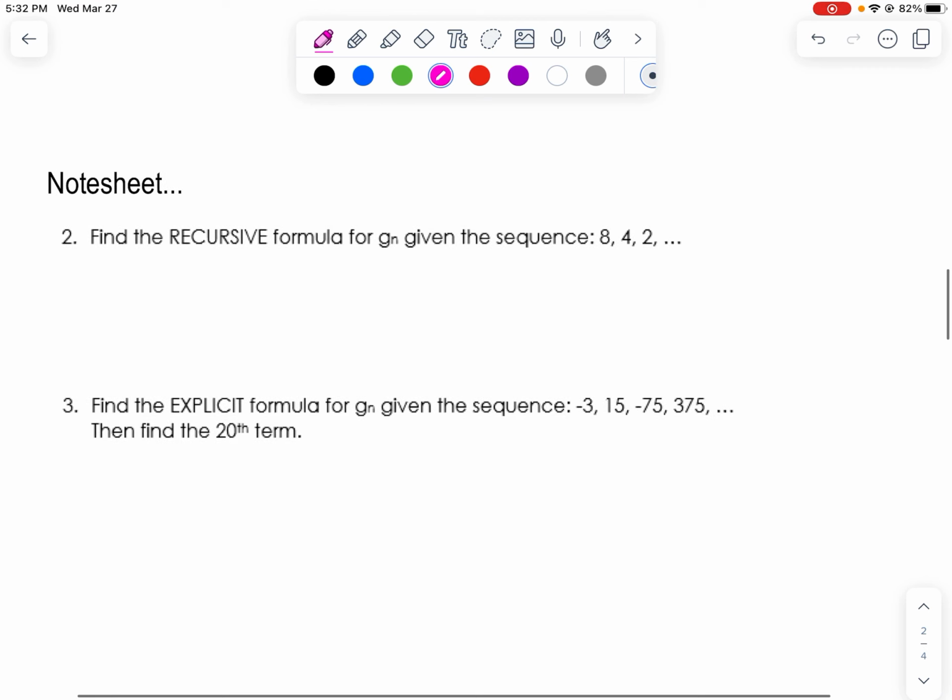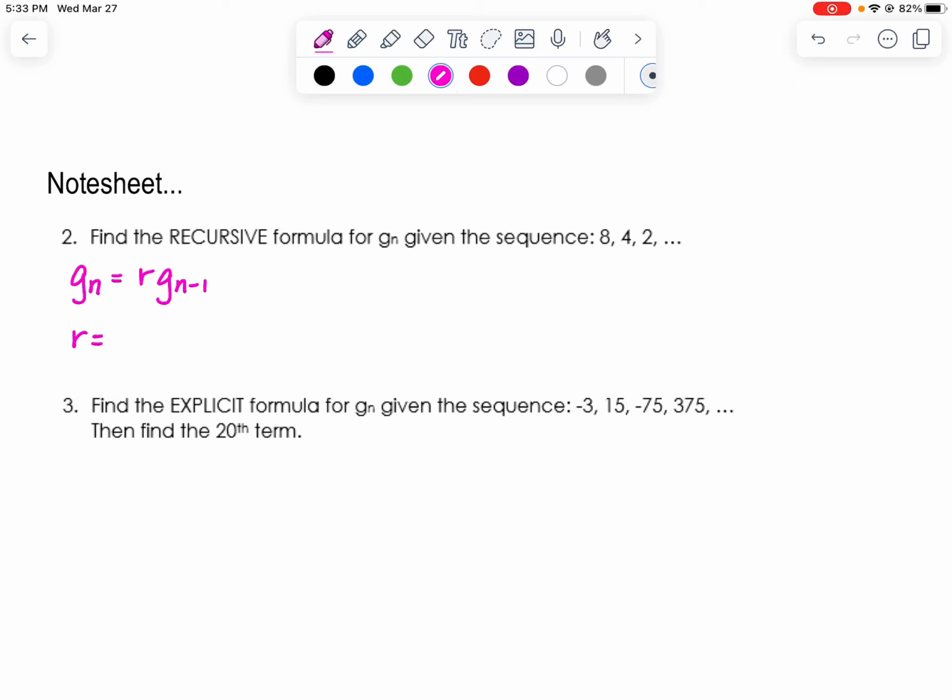All right, number 2. So write the recursive formula for g sub n given this sequence. So recursive formula, look back up at the top. Look at your recursive formula. g sub n is r times g sub n minus 1. That is our formula. Make sure you pull that from your formula and always write that down. So what do we need for that? We need r.